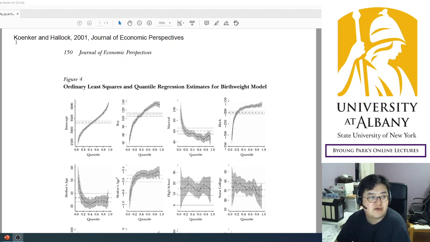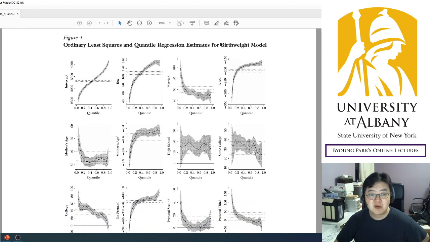This is from Koenker and Hallock in 2001, Journal of Economic Perspectives. It is a survey paper about quantile regression, so it will be a nice paper to use as a reference. And here they use quantile regression to estimate birth weight.